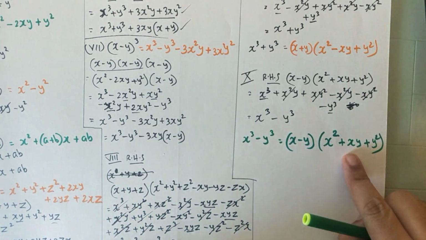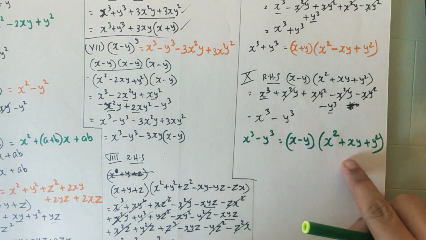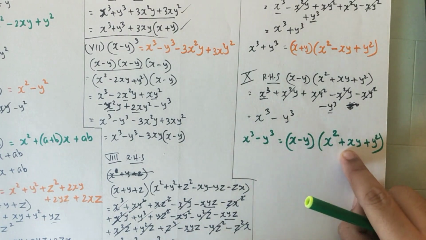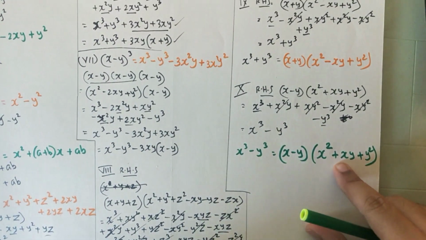Don't think that this should be a perfect square. Don't write x plus y whole square over here. For x plus y whole square, this has to be 2xy. Okay, it is only xy over here. That is the main difference.